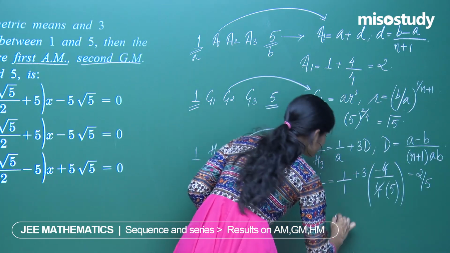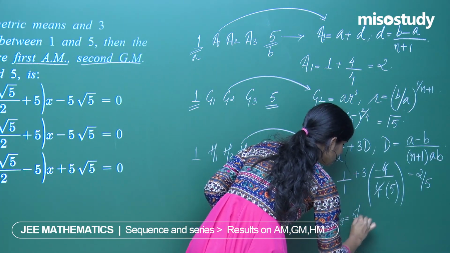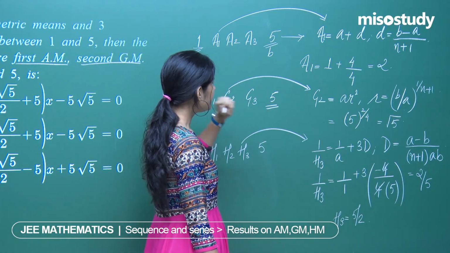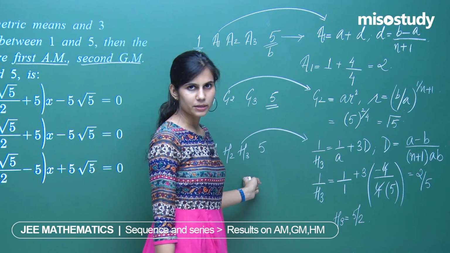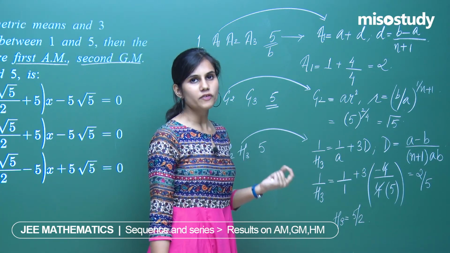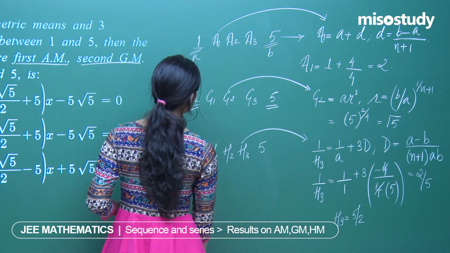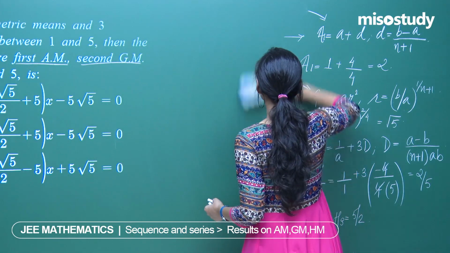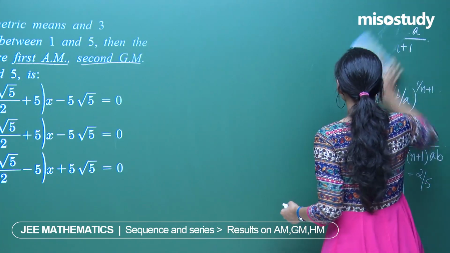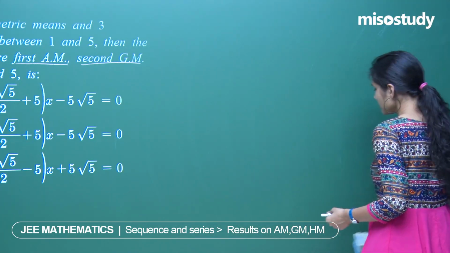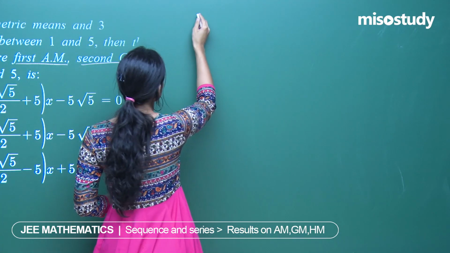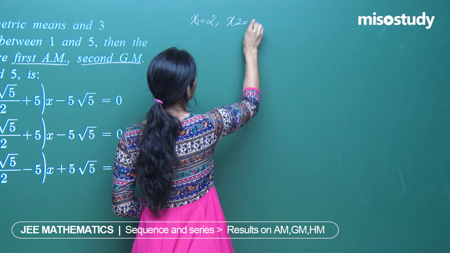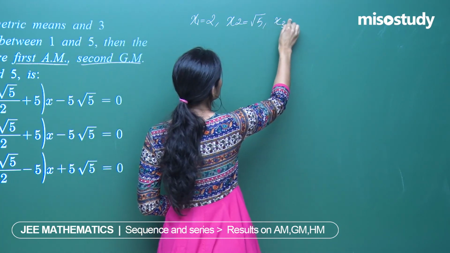So H3 is 5 by 2. That's how you get the first arithmetic mean, second geometric mean and third harmonic mean. These 3 are the roots of a certain cubic equation. And when you know all the roots of this cubic equation, you can get the cubic equation, isn't it? The 3 roots are what? Suppose I am saying the first root is what we got, 2, second was root 5 and third was 5 by 2.